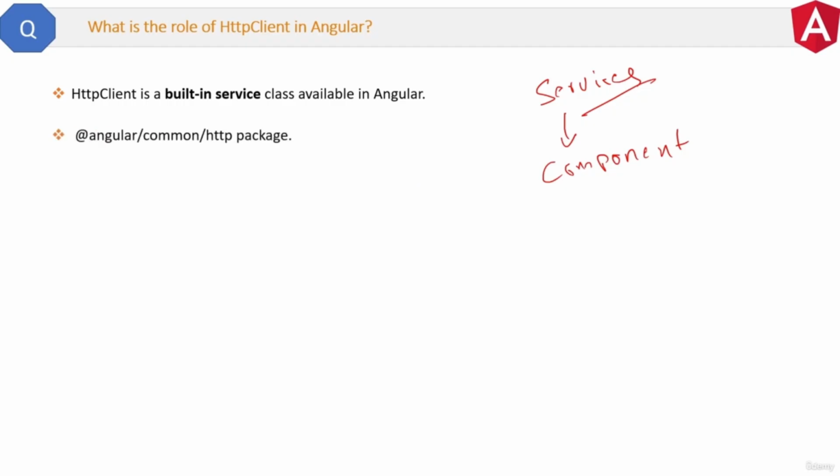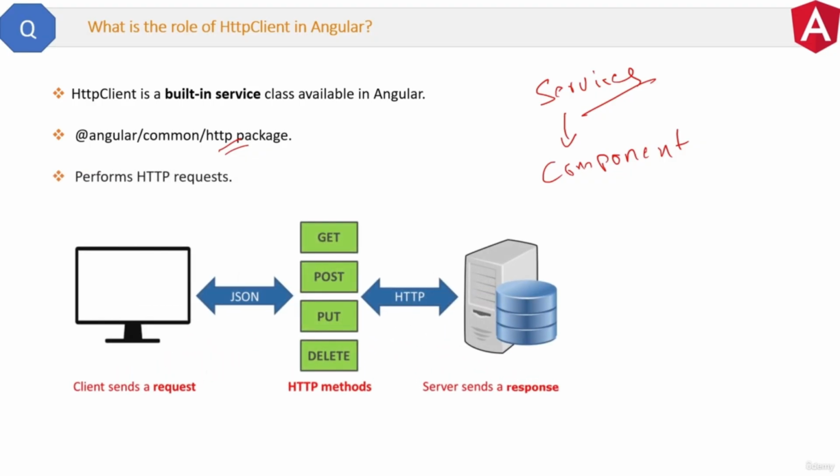The HttpClient service is present inside this package. And now the most important thing: what does this service do? Very simple, it performs HTTP requests. Here are the methods this service uses for getting and posting data from the web API, but we are not going into the detail of all of these methods. We will only use the get method here, because it is used with observables to get the data.